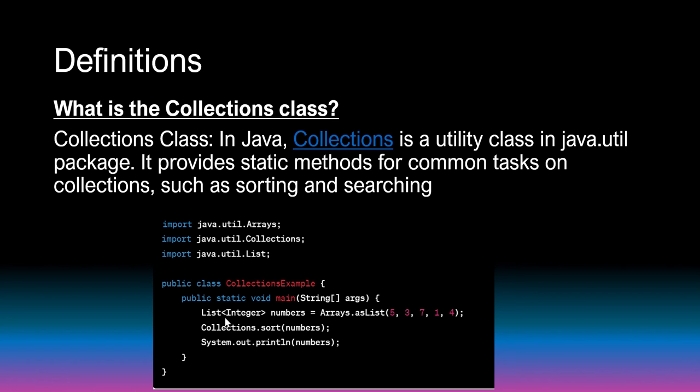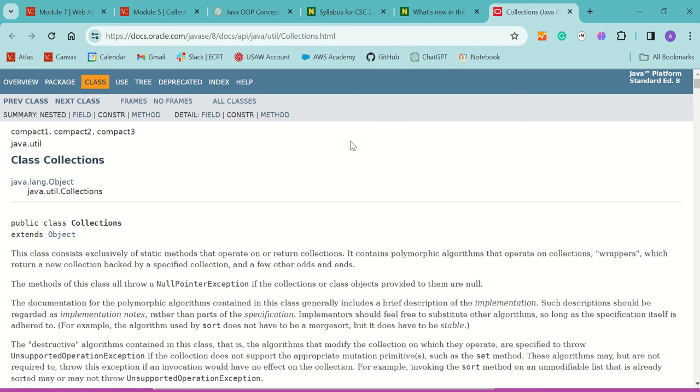Notice that I didn't have to instantiate an object in order to call this method sort. That's because sort is a static method, so instantiation is not required. So the Collections class offers a lot of static methods for common tasks that you may want to do on a collection. Let's take a look at that real quick.